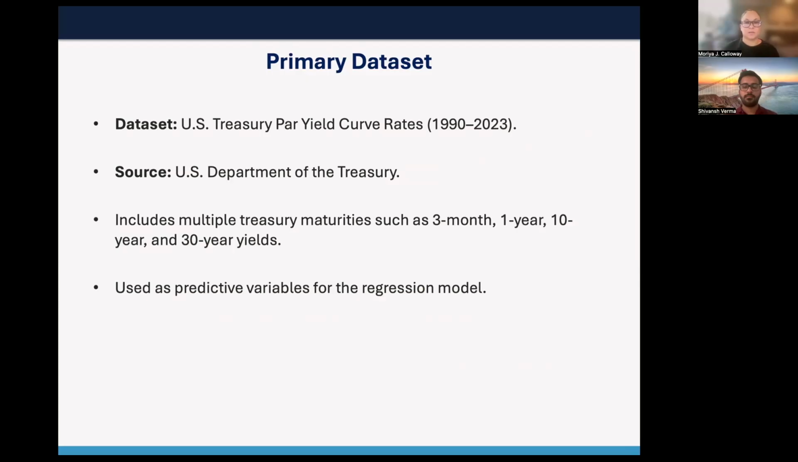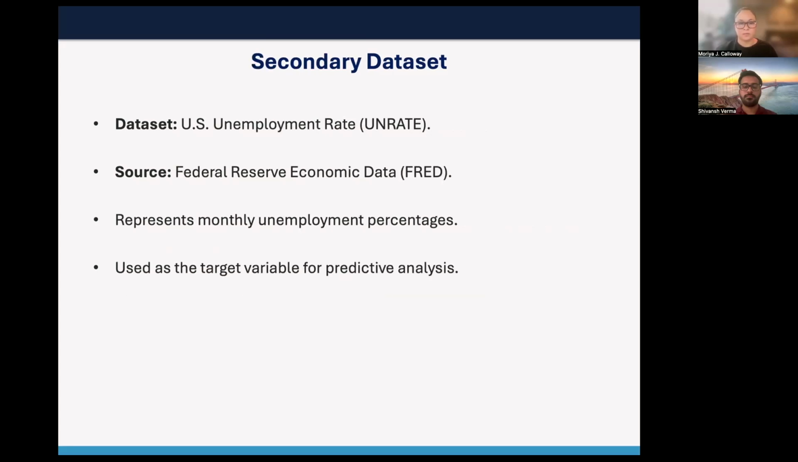The primary data set was the U.S. Treasury par yield curve rates from the time frame of 1990 to 2023. And we got these from the U.S. Department of the Treasury website. And they include various yields. And then the second data set that we used was the U.S. unemployment rate. And we got this from the Federal Reserve Economic Data website. And this data set represents monthly unemployment percentages.